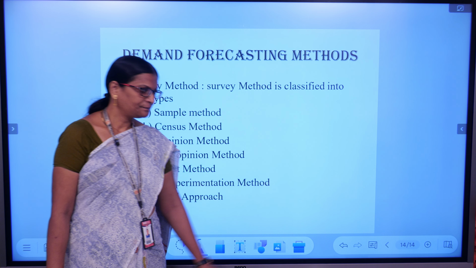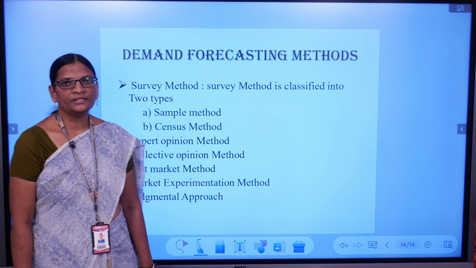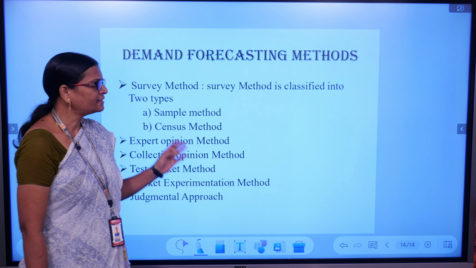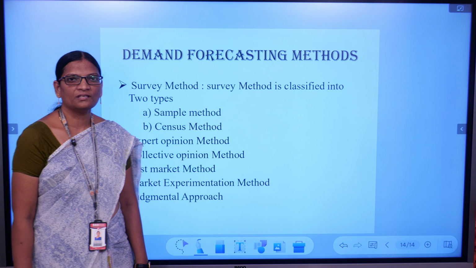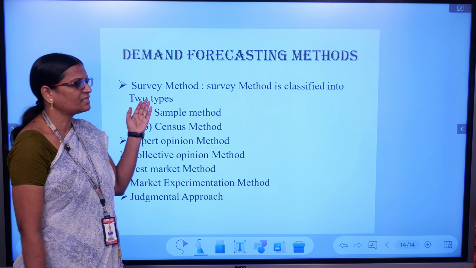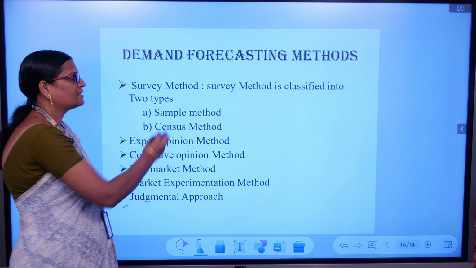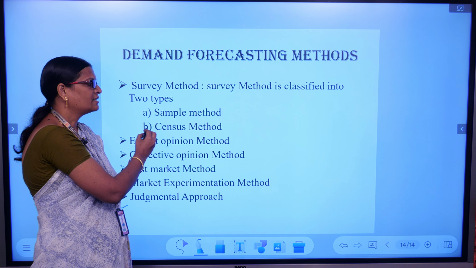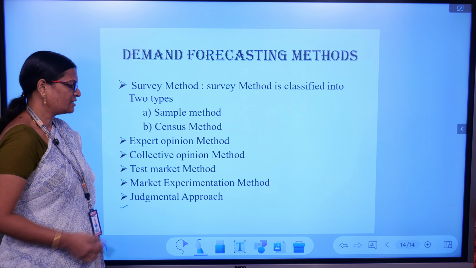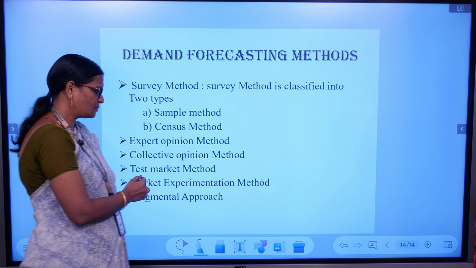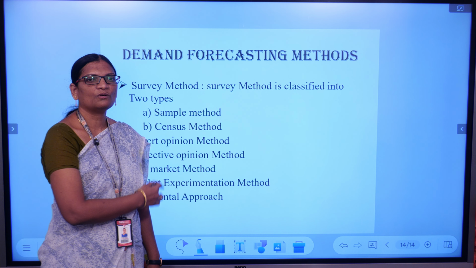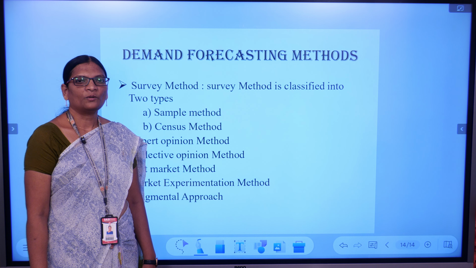Next, in order to do these demand forecasting studies, we have certain techniques. These are the different techniques or methods we can use in demand analysis and forecasting activities. The first method is the survey method. The survey method is again classified into sample method and census method. Next, expert opinion method, collective opinion method, test market method, market experimentation method, and judgmental approach. Companies may use all these methods to estimate their product's demand.